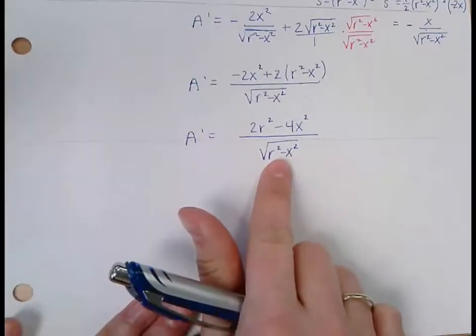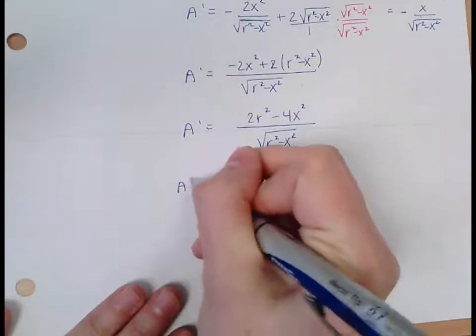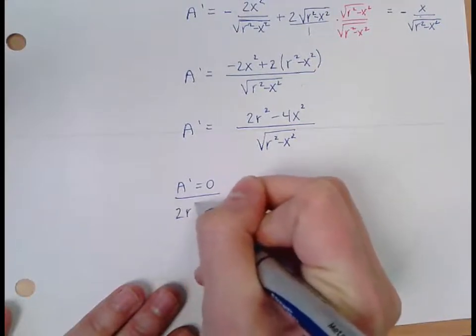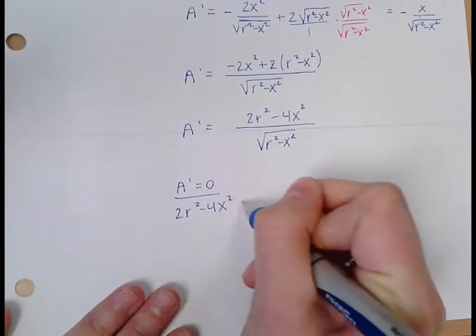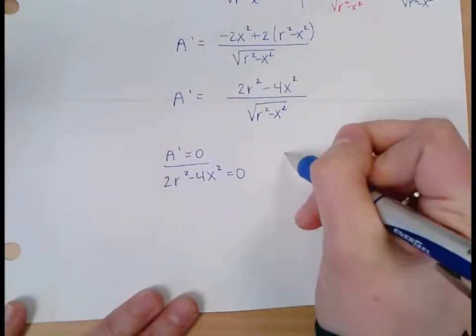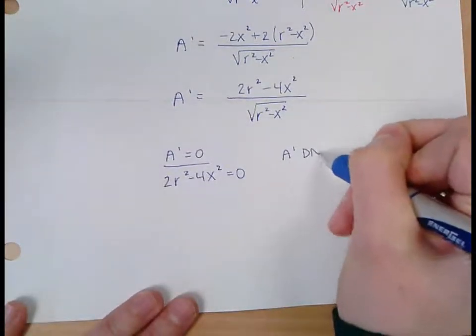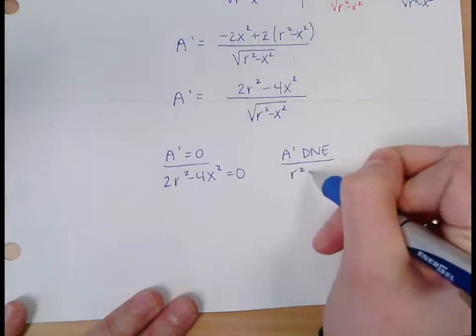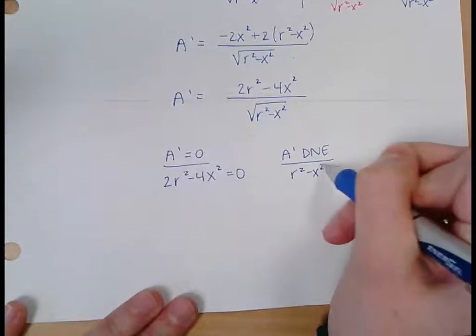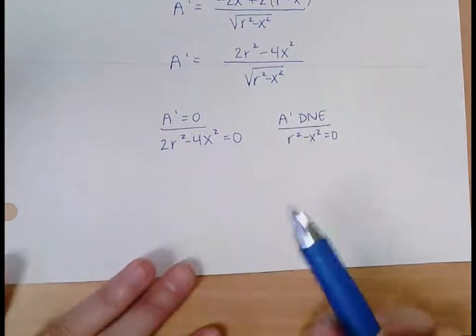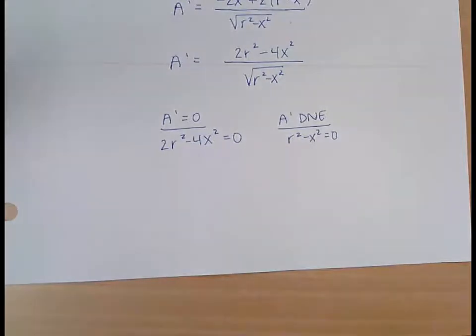So if I go back to here, find where the derivative is 0. That would be where the top is 0. And where it doesn't exist would be where the bottom is 0. So that would really be where r squared minus x squared is 0. We are going to be finding values of x that are in terms of r.